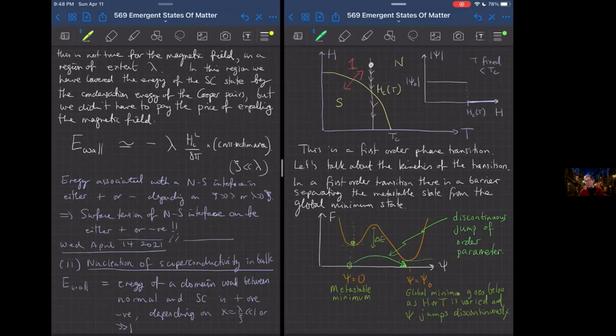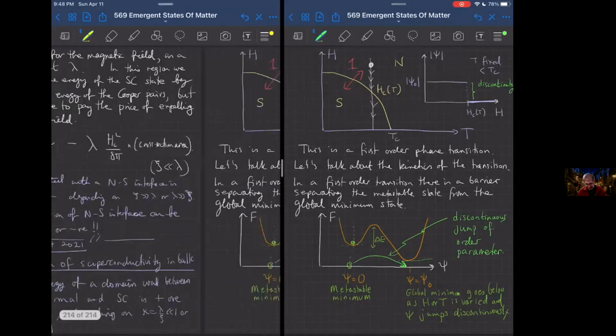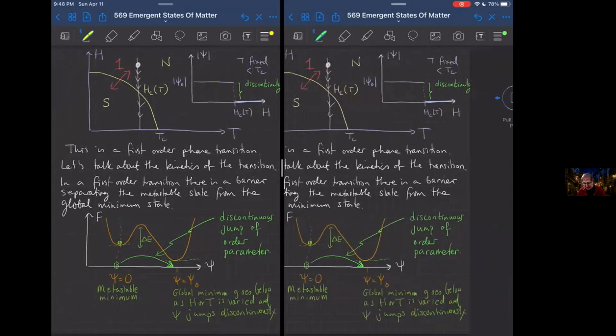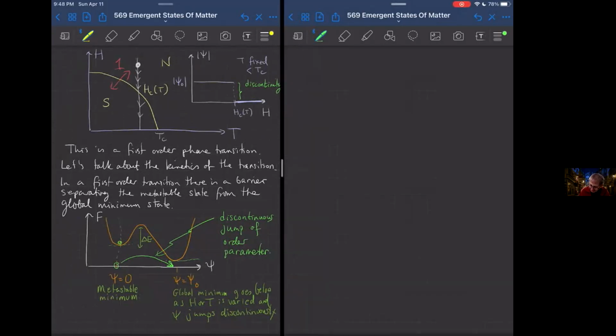And that's why we call it a first order transition, because there's a discontinuity. Okay, so that's the equilibrium thermodynamics of it, that there's a jump there. How does it actually take place? When we talk about the kinetics, what we're asking is how quickly does it occur?